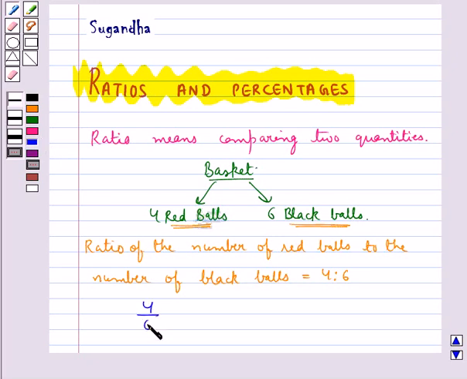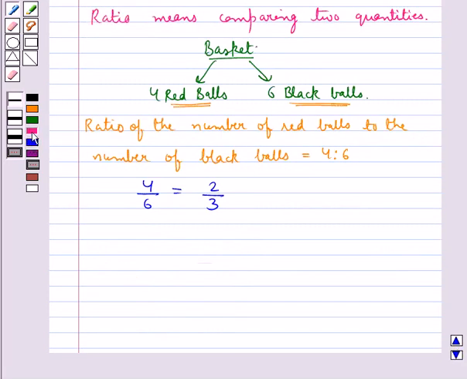That is, we can write 4/6, that is equal to 2/3, and thus we can say that the number of red balls are 2/3 the number of black balls.